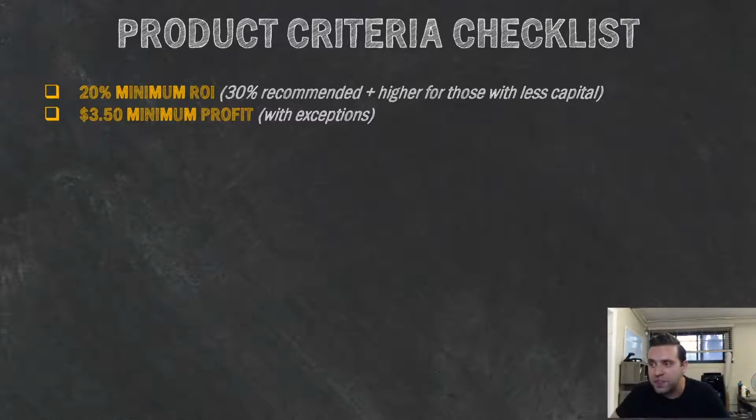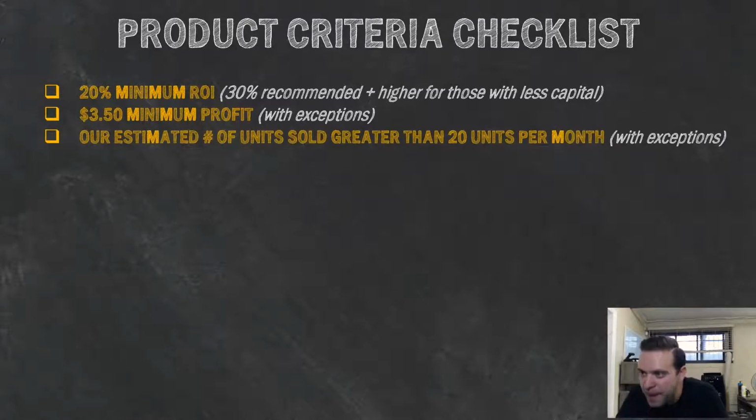Again, in parentheses, I wrote with exceptions. There are items that I sell that cost me $1 or $1.25, and I make a $2 profit on it, and I'm doubling my money, but there's not a lot of prep. I get it in, I get it out very quick. There's not a lot that goes into it. It doesn't cost me a lot in overhead. So again, there are exceptions to all of these rules, but as a general rule, $3.50 minimum profit.